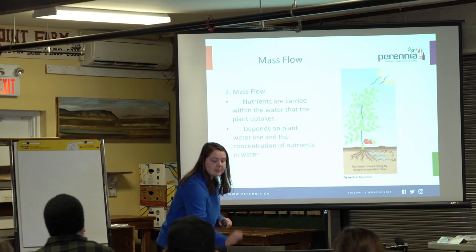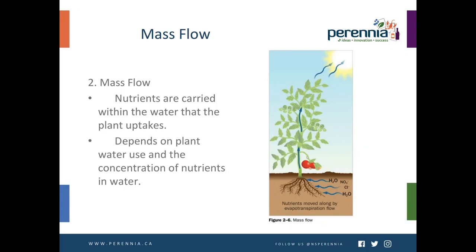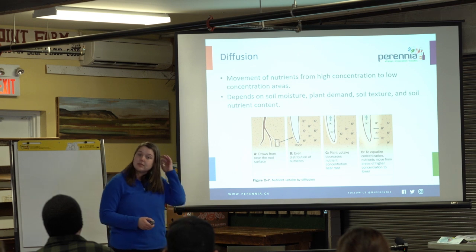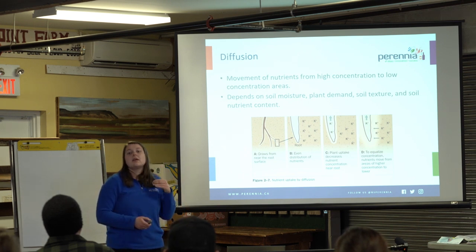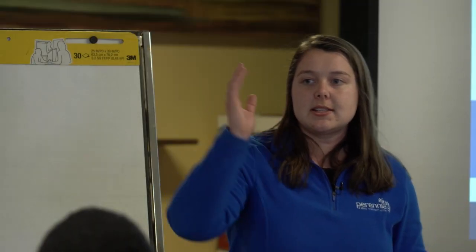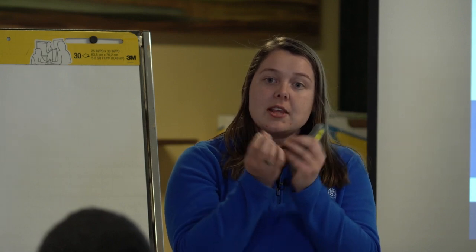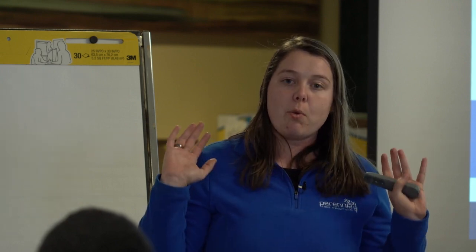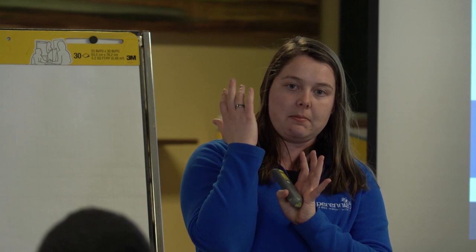The second one is mass flow. This is when nutrients are carried in the water, and plants take up that water with the nutrients in it. So this depends on the water use of the plant, the concentration of the nutrients in the water, and the movement of water through your soil. Both mass flow and root interception require the nutrients to be in soil solution. When they are, they can come into direct contact with the root in order to be taken up, or the water can move them to the root and then they're taken up.